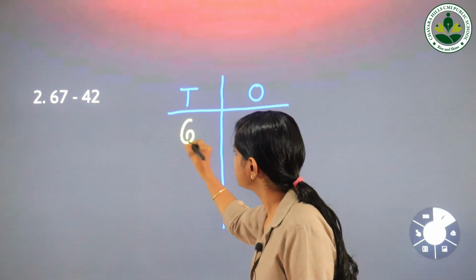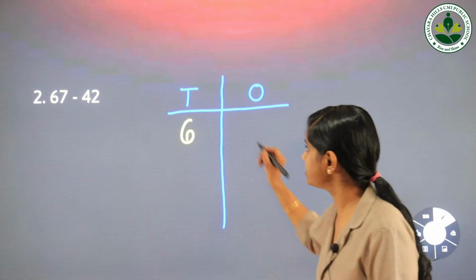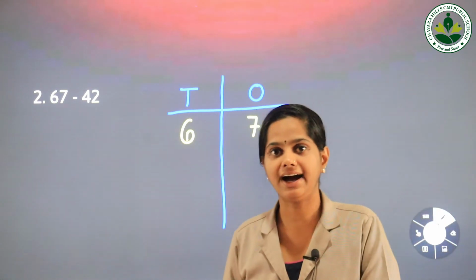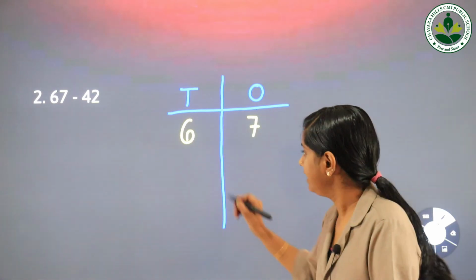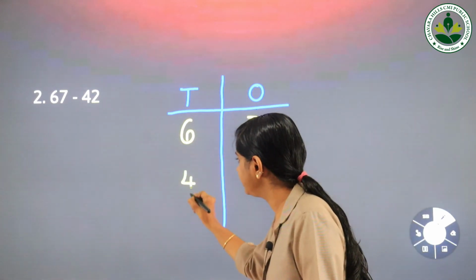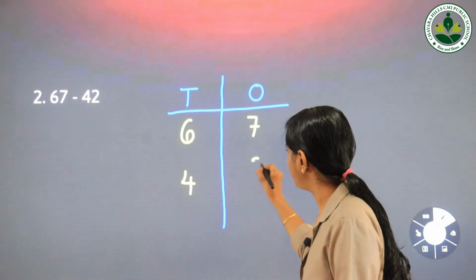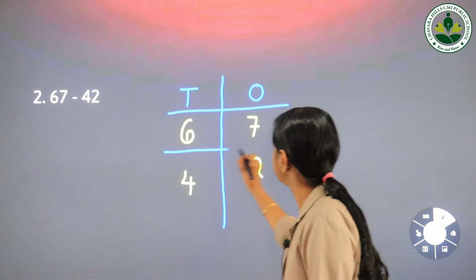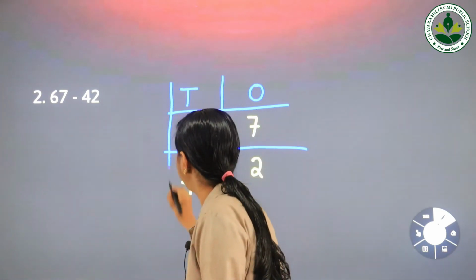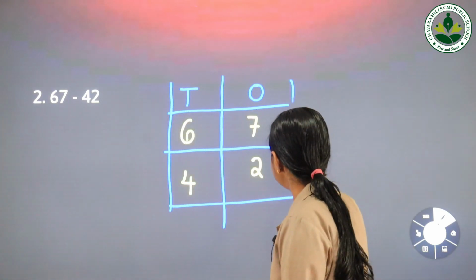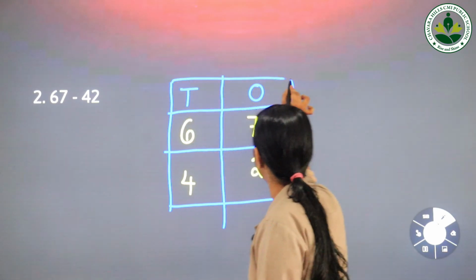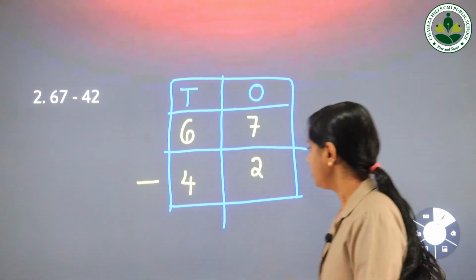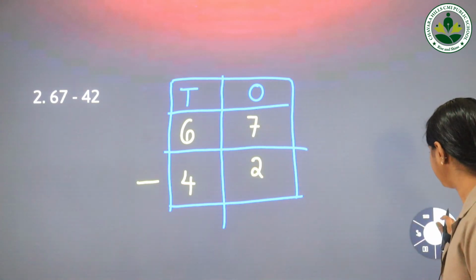In 67, 6 tens and how many ones? 7 ones. The number 42 has 4 tens and how many ones? 2 ones. 4 tens and 2 ones. Next step, put the subtraction symbol, that is the minus symbol. Okay, let us start our subtraction.